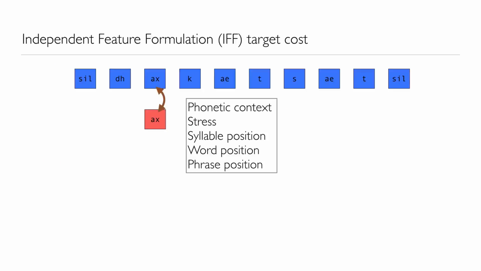There are several ways to implement the target cost. For example, using Paul Taylor's terminology, the first one we call the independent feature formulation. Here, for the target reference, we give some categorical features, for example the phoneme content information, also some stress information from the front end, and some positional features. That's the independent feature formulation.